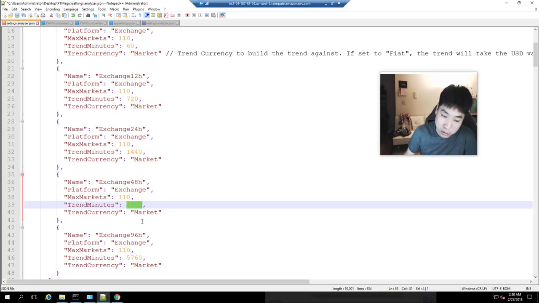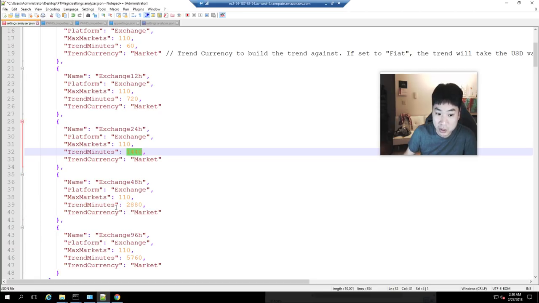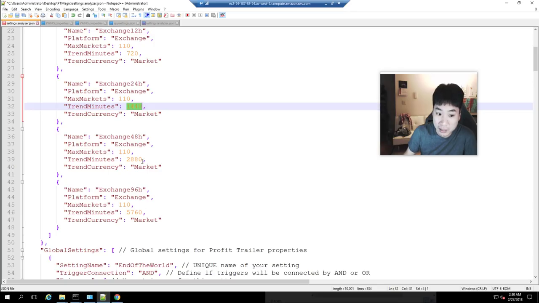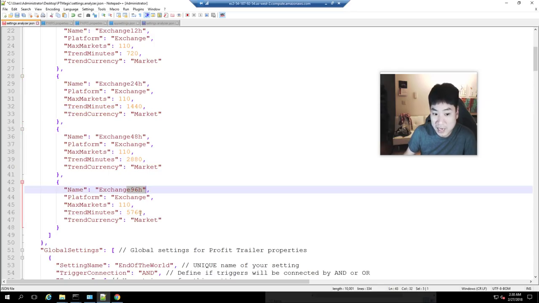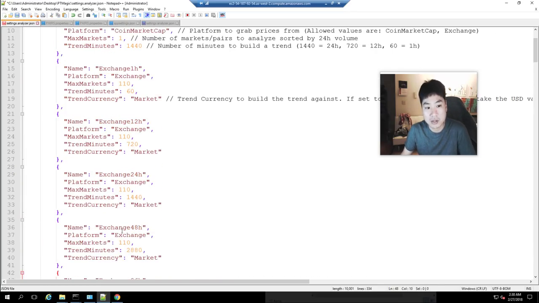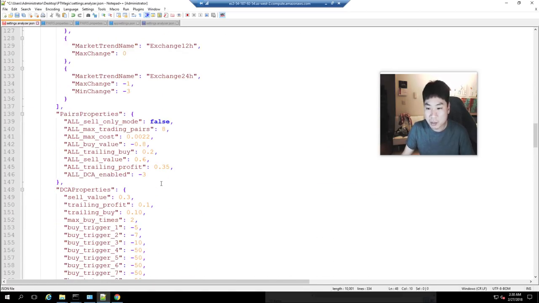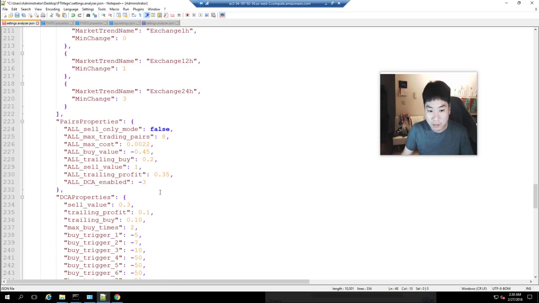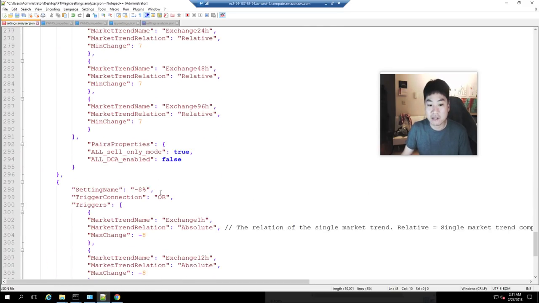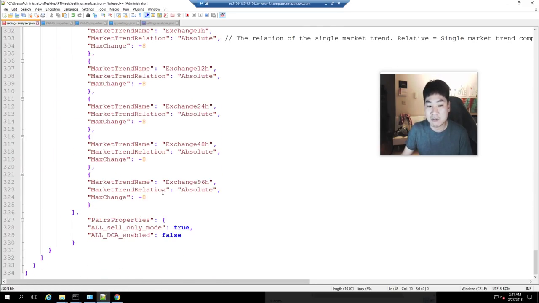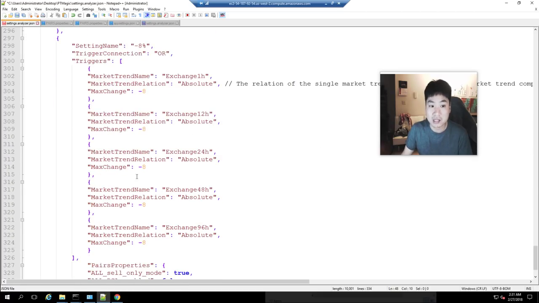And then trend minutes, I did 2,880. I just multiplied this by 2 to get my 48-hour, and then I multiplied it by 2 again to get my 96-hour. Okay, and so that's how I grab my trends. Now, how did I implement some of these settings? Well, they're not the best settings I could think of, but it has prevented me from buying a pair specifically, and this is what I did here.